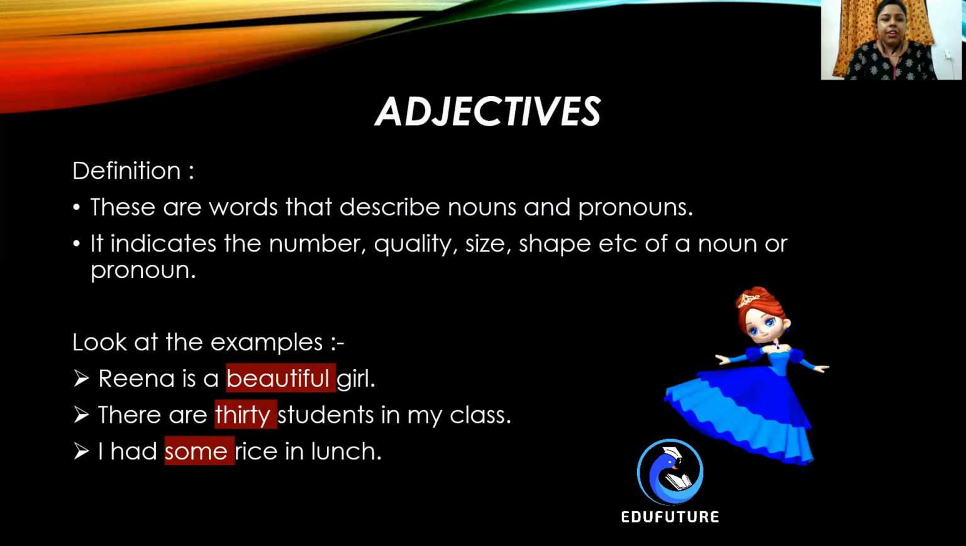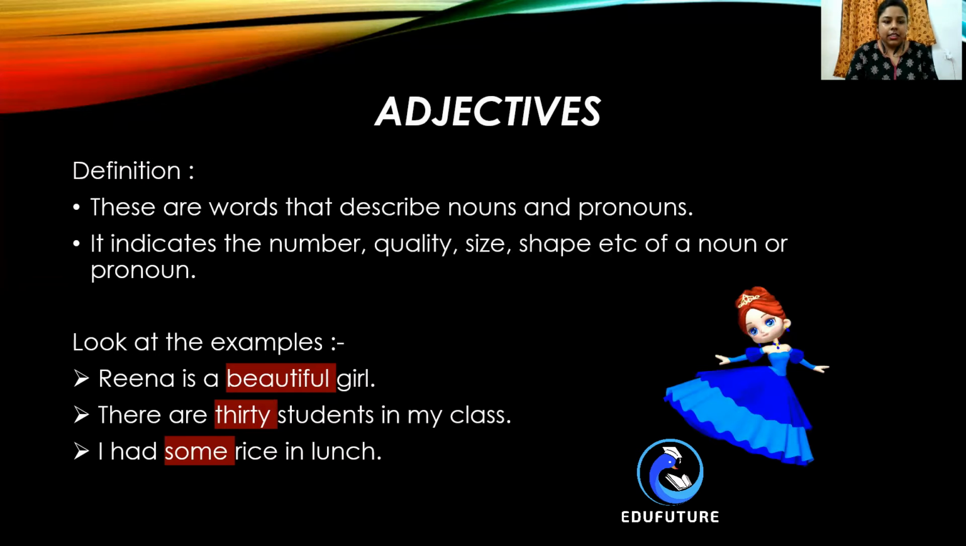Now, if I place in front of you some of the examples so that you can understand completely, look at the first example. Reena is a beautiful girl. In the first sentence, what do I say about Reena? I say that she is a beautiful girl. Therefore, Reena is beautiful. This describes the quality of a girl, that she is beautiful.